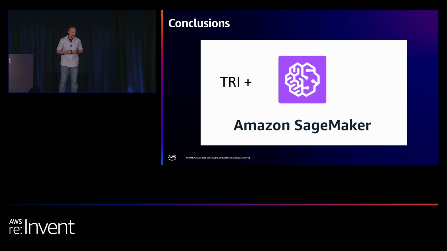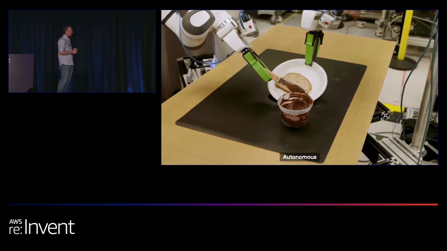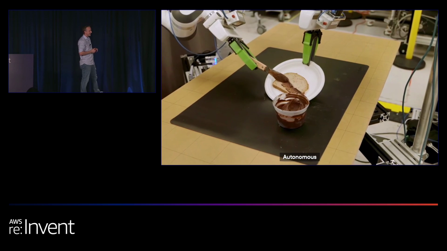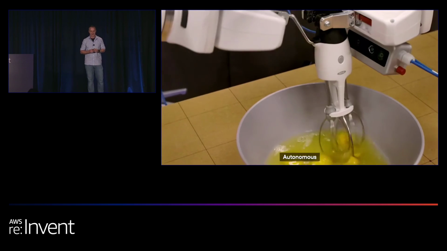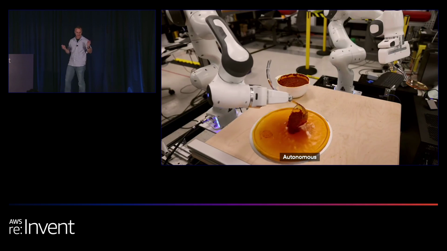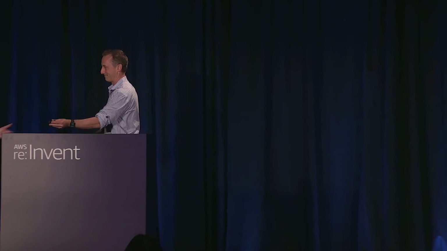I just wanted to close by saying it's been great working with SageMaker for training all of these models. Next time we come back to AWS re:Invent, maybe we will have a foundation model that can be trained once and do many different robotics tasks in response to language and other things as well. So with that, I'll end, and maybe I'll hand over to Gal.